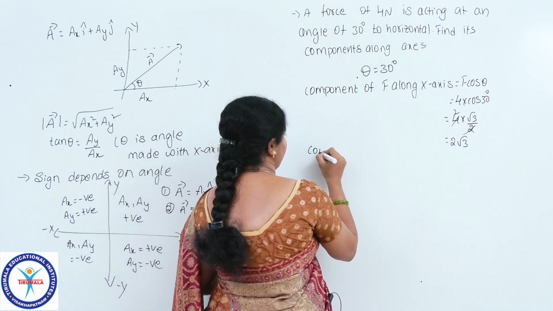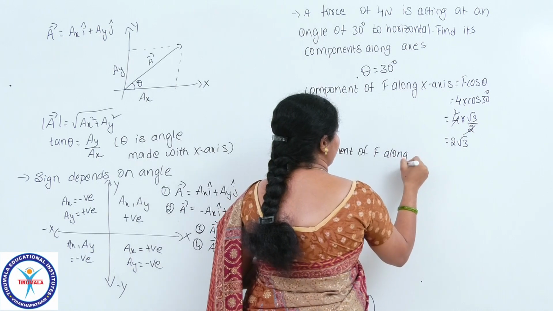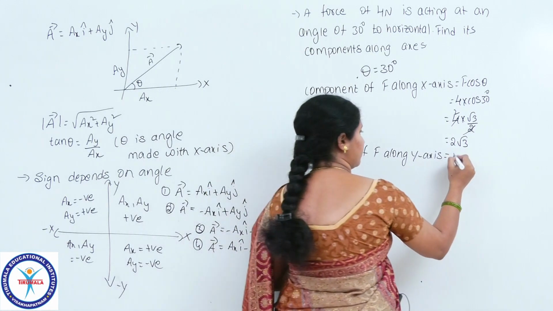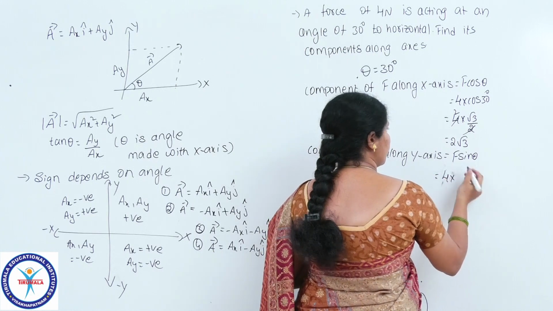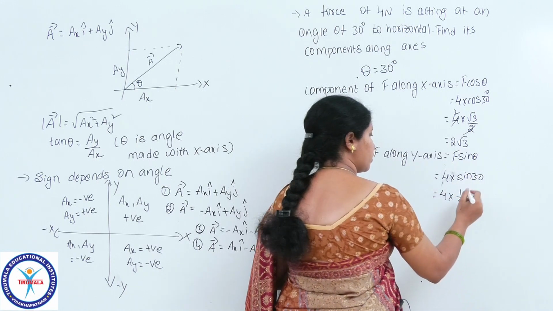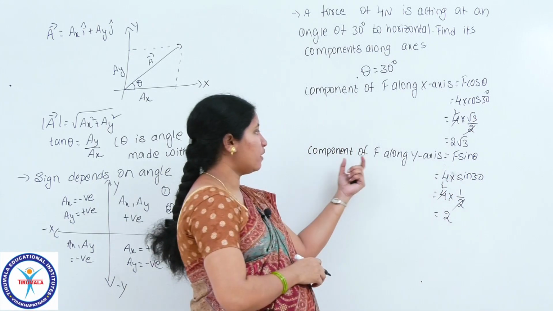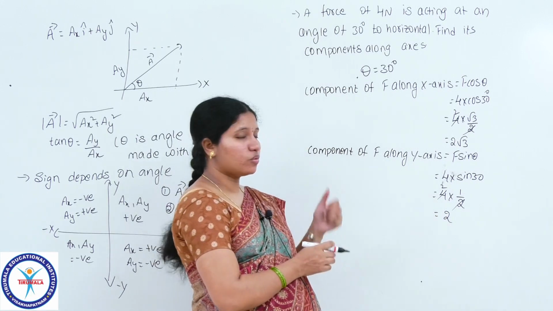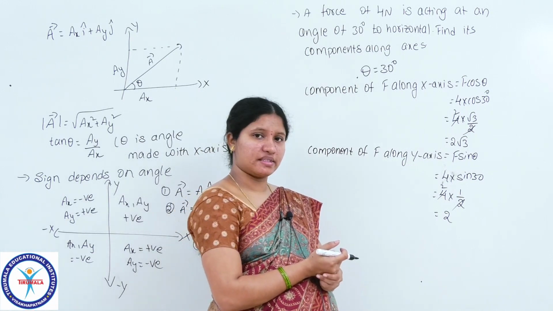And now, the component of F along y axis is equal to F sin theta. So, F value is 4 into sin 30. The value of sin 30 is 1 by 2. So, 2 cancels 4 two times. So, the component of F along y axis is 2. So, this is the way to solve the problem if we are asked for the components along x axis and y axis.